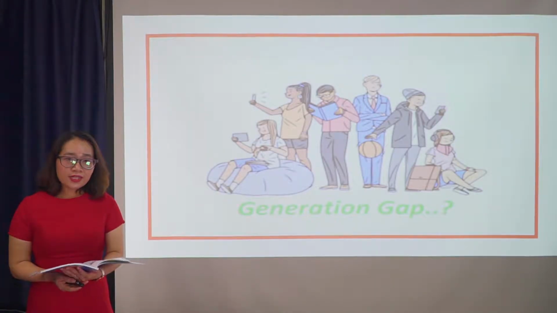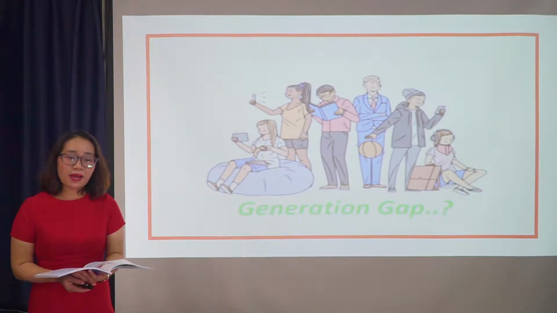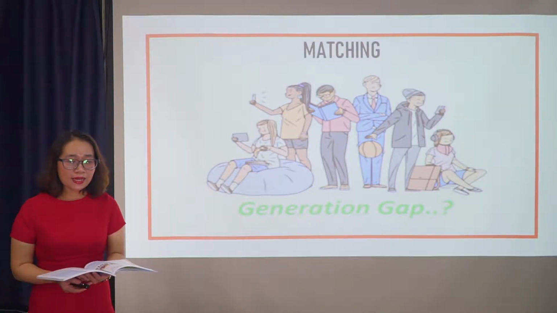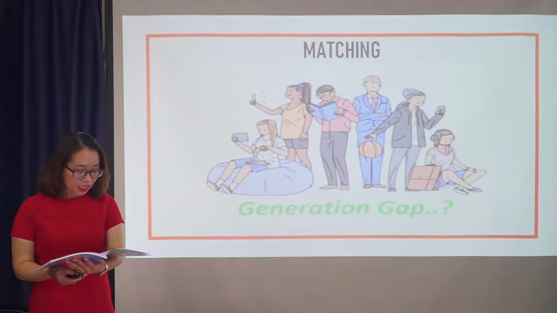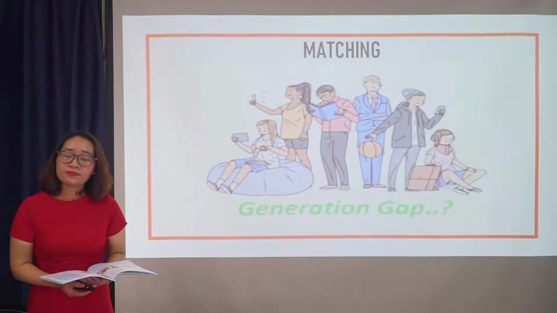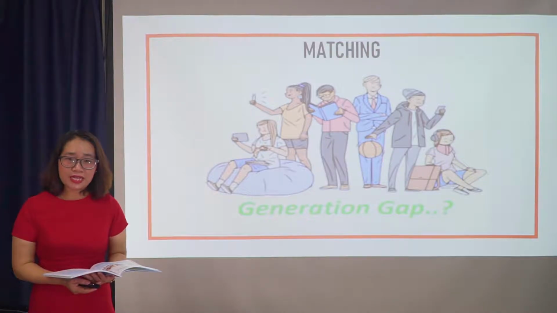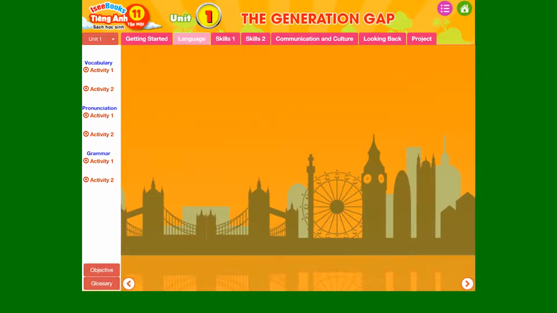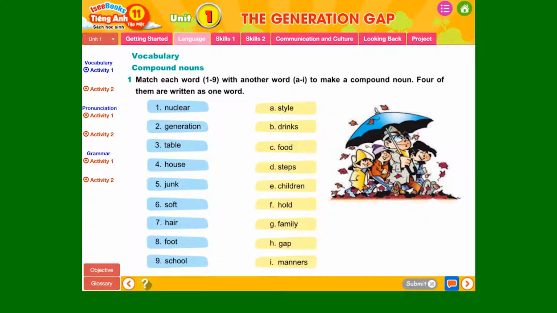Now to track your understanding about how to use a compound noun, we come to the second, is matching. Complete each question with one of the compound nouns in one. In this activity, we can use IseeBooks to do. Language. 1. Match each word 1 to 9 with another word A to I to make a compound noun. 4 of them are written as one word.